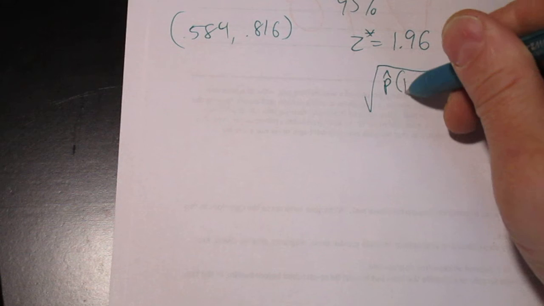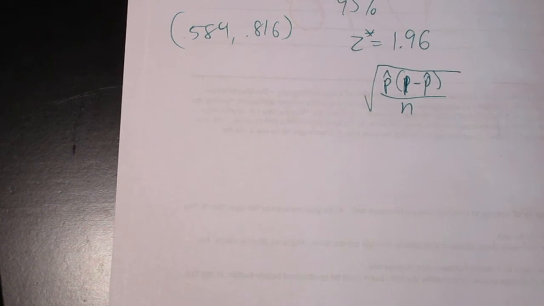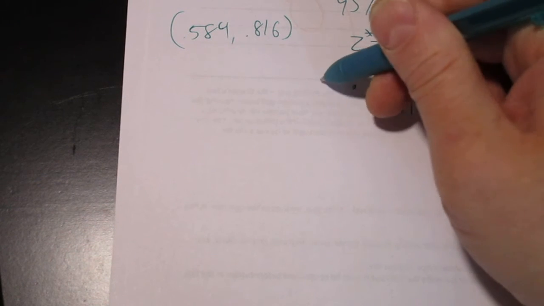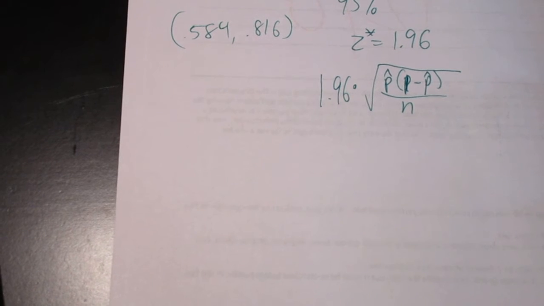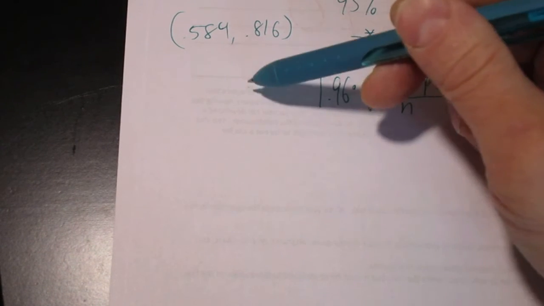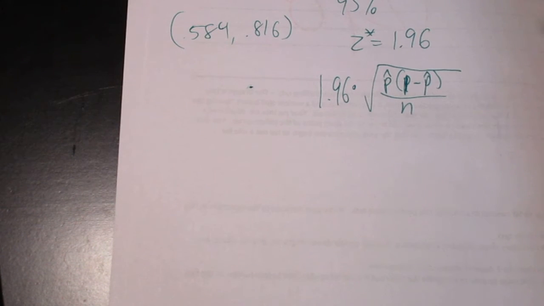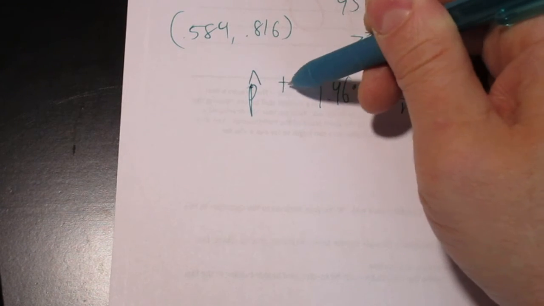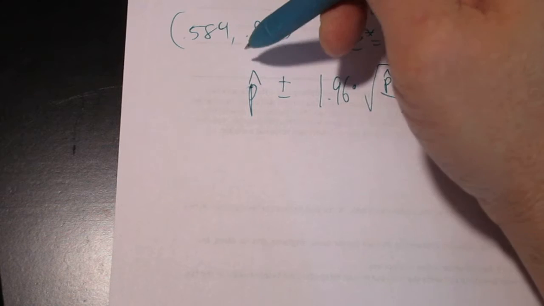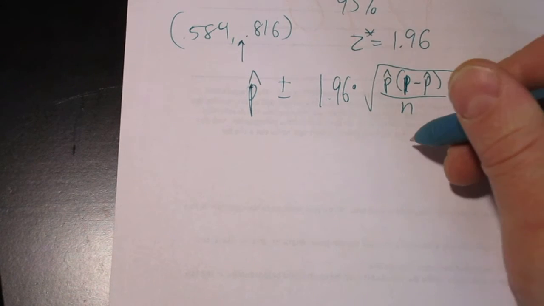P hat, because remember we don't know the population. And then the square root of p hat times 1 minus p hat over n, times the z, 1.96. And then it'd be nice to know the x bar. Oh, it's a proportion problem. It'd be nice to know the p hat. How do we find that? Well, p hat's going to be right in the middle of those two things. So find the average of those two numbers.